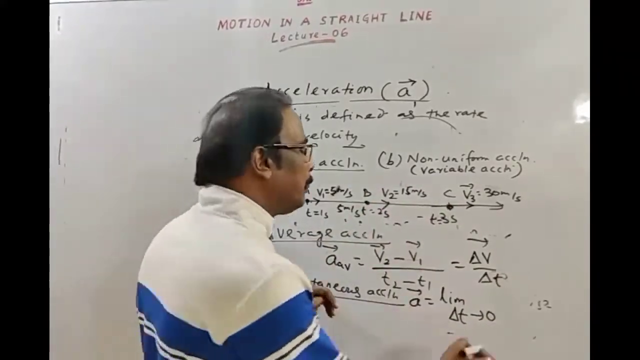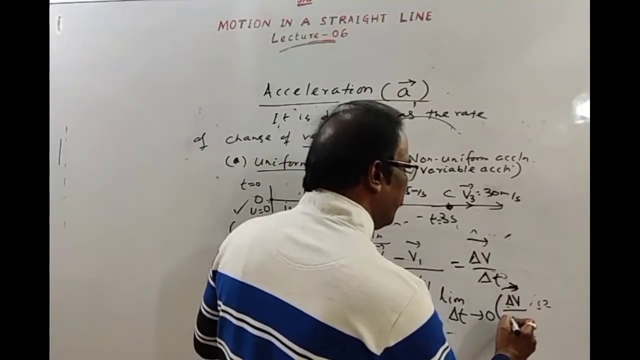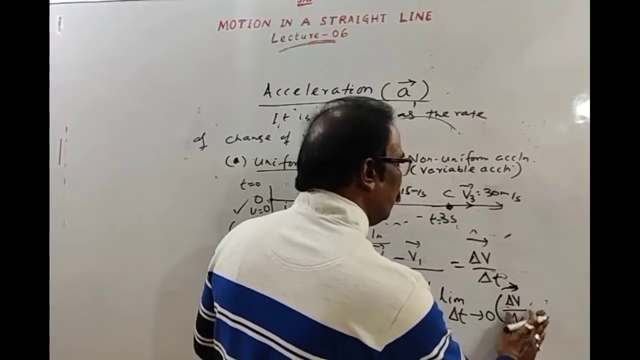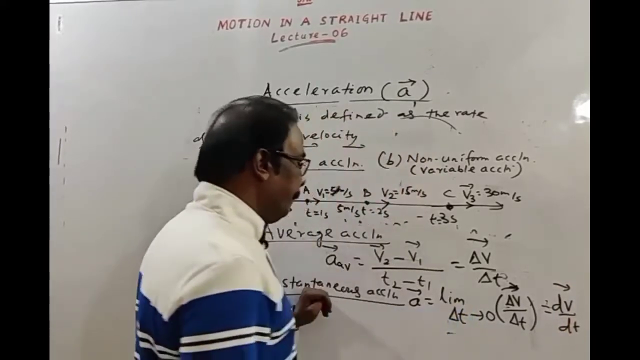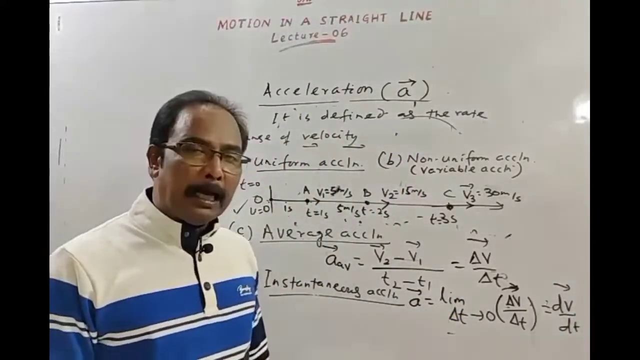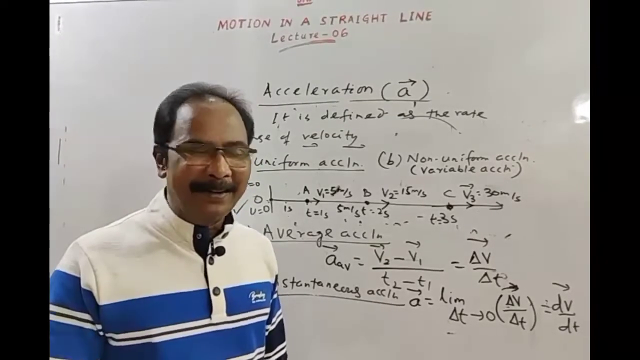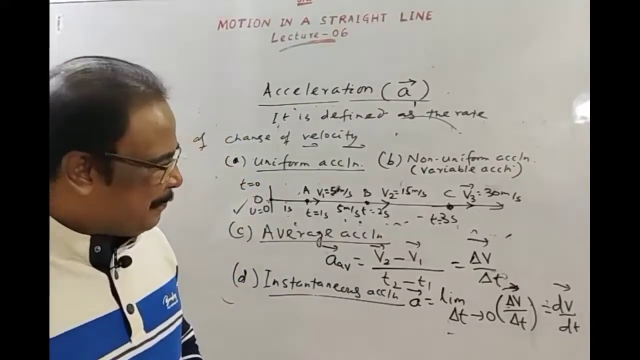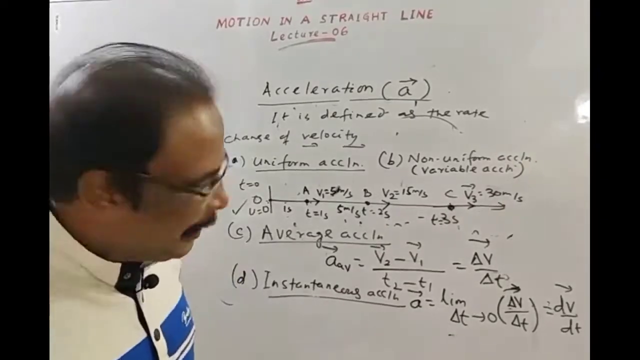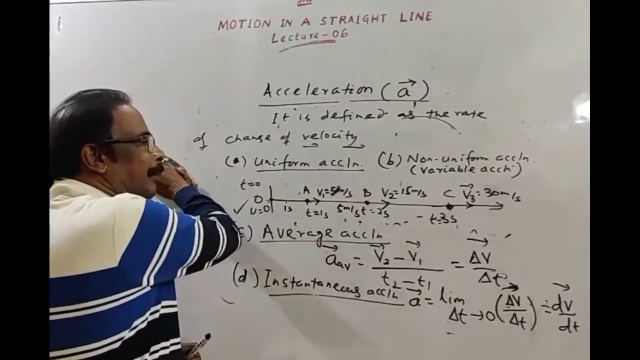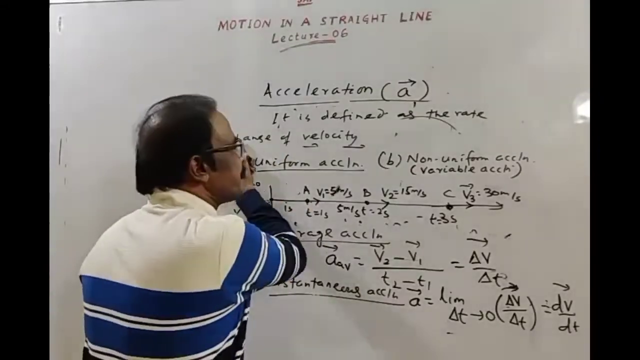Limiting value of average acceleration. Average acceleration is delta v divided by delta t, and the answer is dv by dt. Again, we can calculate instantaneous acceleration by using differentiation, as in the case of velocity or speed. dv by dt. Okay, this is about the types of acceleration. Now some discussions on acceleration. These are regular studies. Then some analysis.